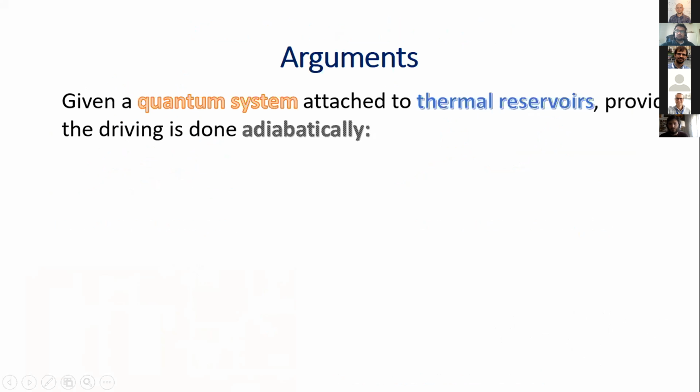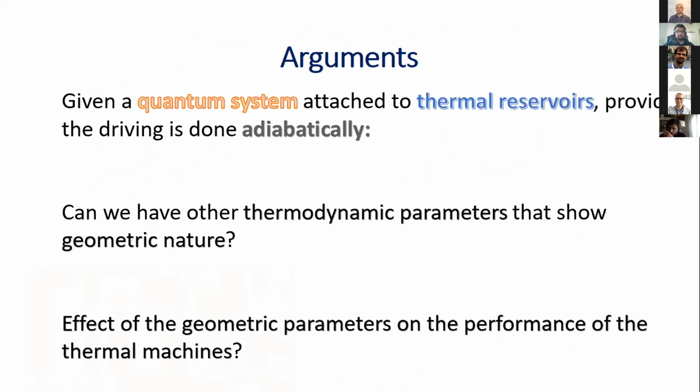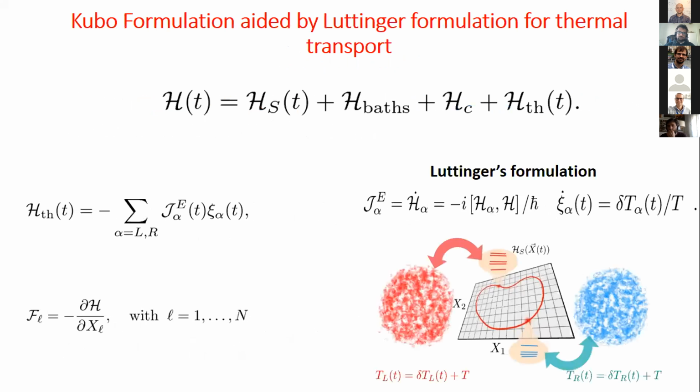Going back to the argument I brought up in the beginning: given an n-level quantum system attached to thermal reservoirs, and provided the driving is done adiabatically, we already saw that the heat current pumped from one reservoir to another has a geometric nature. Now, what we are interested in is, can we have other thermodynamic parameters that show geometric nature? And if so, what are the effects of these geometric parameters on the performance of thermal machines? In the rest of the slides, I would like to answer these two questions. But to answer them, I would have to necessarily go into the microscopics.